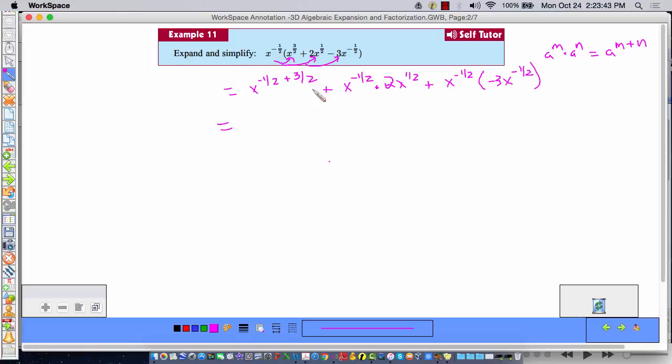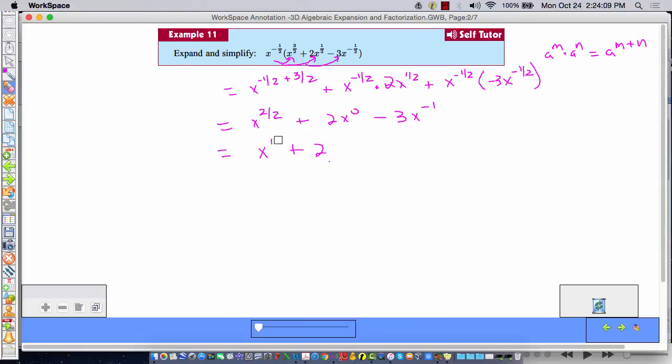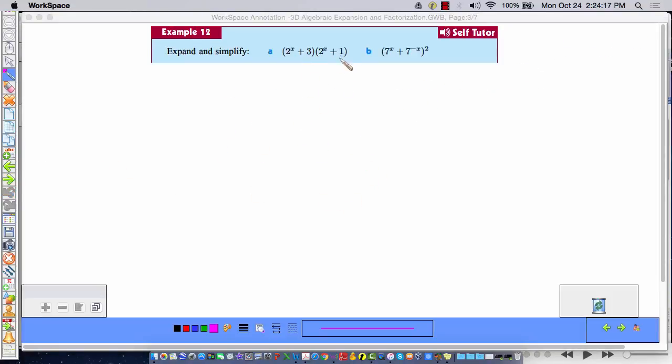And all of these have the same base, so I just add the exponents. Negative 1 plus 3/2 is x to the 2/2, plus 2 x to the negative 1/2 times x to the 1/2 is x to the 0 power, minus 3 x to the negative 1/2 times x to the negative 1/2 is x to the negative 1. So this becomes x to the first plus 2 times 1 is 2. I don't need that first there. Minus 3 over x.